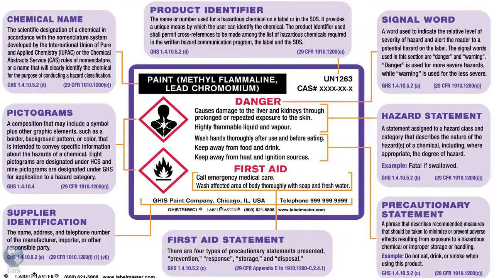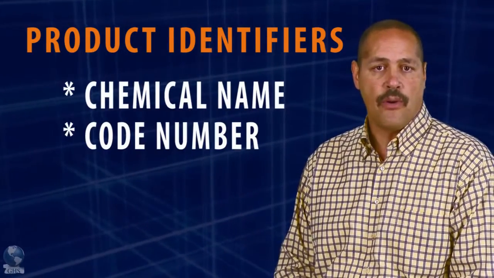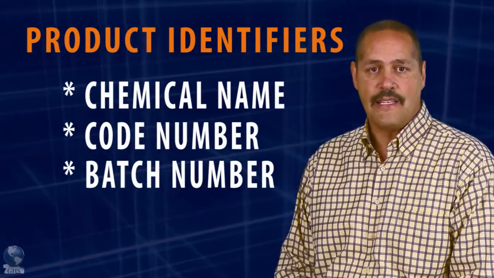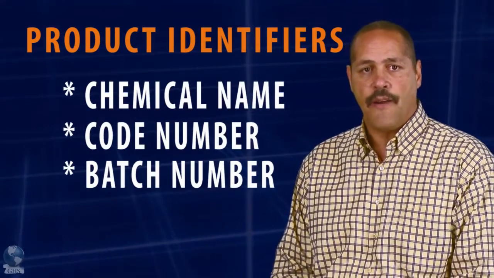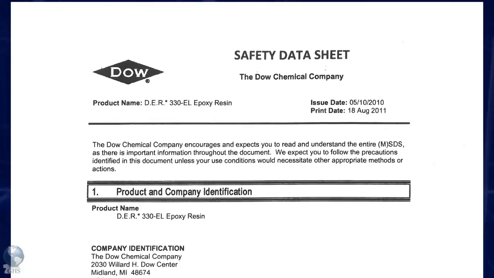All labels will be required to have pictograms, a signal word, hazard and precautionary statements, the product identifier, and supplier identification. Labels will vary but must still contain all the following elements. Product identifier. This can be the chemical name, code number, or batch number. The manufacturer, importer, or distributor can decide the appropriate product identifier, but the same product identifier must be on both the label and in Section 1 of the SDS.